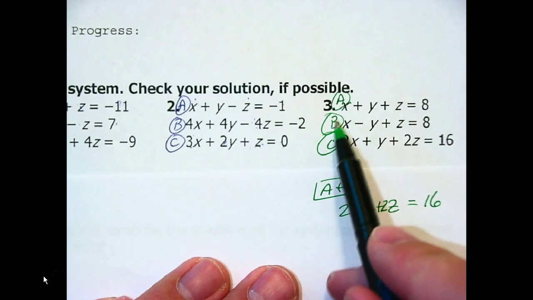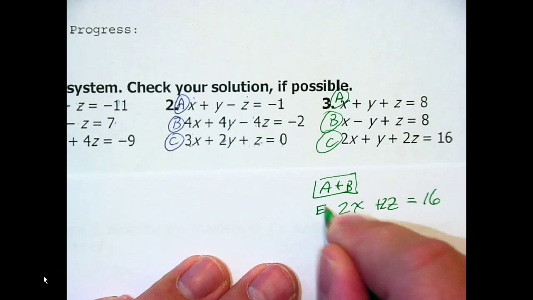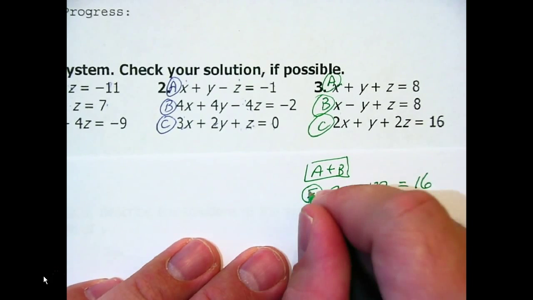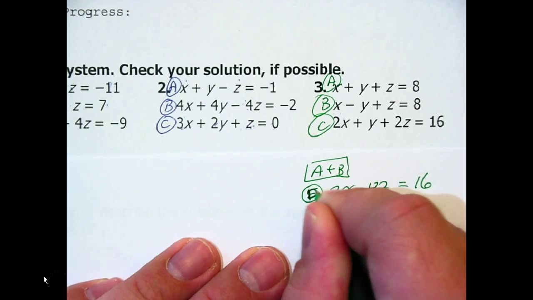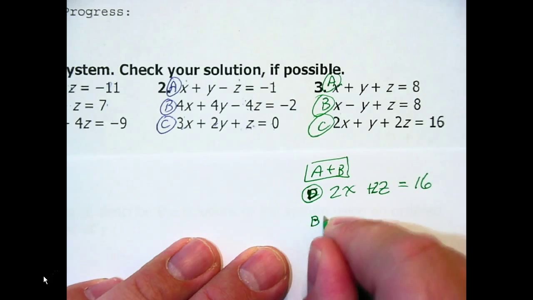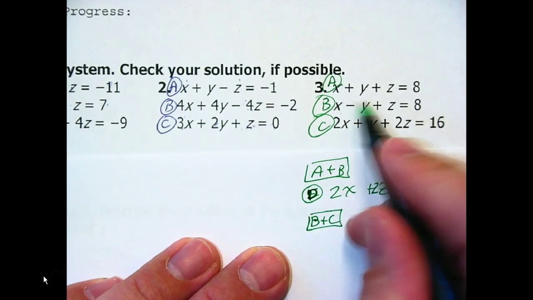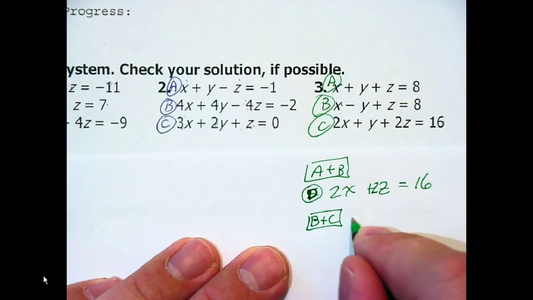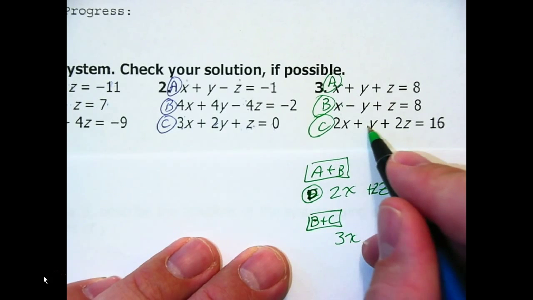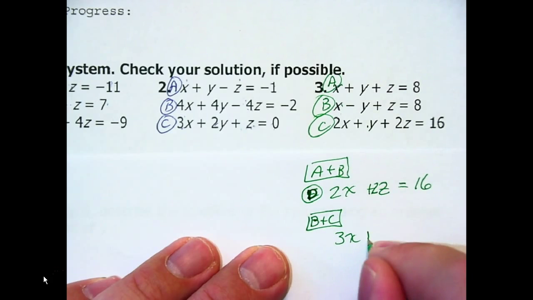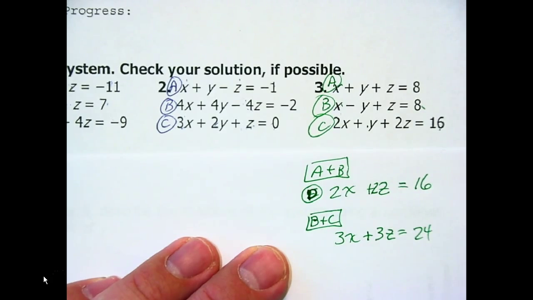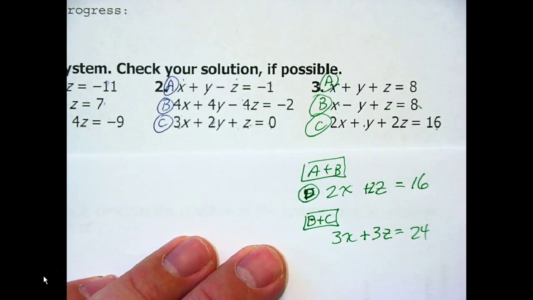This is equation E now. Oh, equation D. We could call it E, but we'll call it D. Okay, let's go B plus C. How many x's? 3x. How many y's? None. How many z's? 3z equals 24. Okay, we call that equation E.